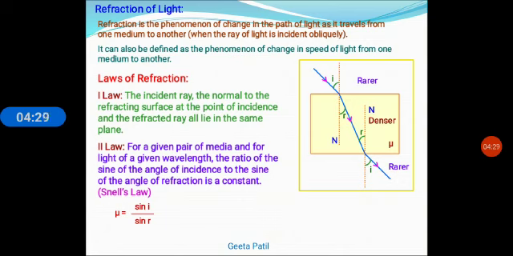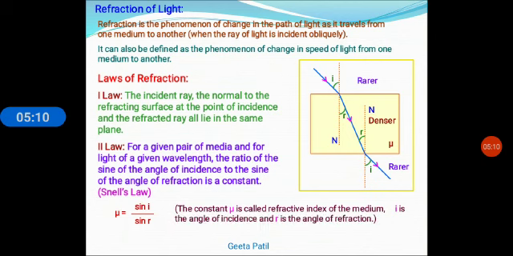And the constant of proportionality, which is known as refractive index, is defined as the ratio of sine of angle of incidence to the sine of angle of refraction. This constant is called the refractive index of the second medium with respect to the first medium when the ray of light travels from medium 1 to medium 2. Similarly, we have the refractive index of medium 1 with respect to 2, which is given by sin r over sin i. This constant mu is called the refractive index of the medium, where i is the angle of incidence and r is the angle of refraction. Here is a nice representation of refraction of light through a glass surface.